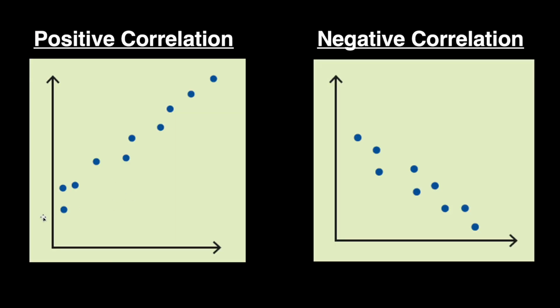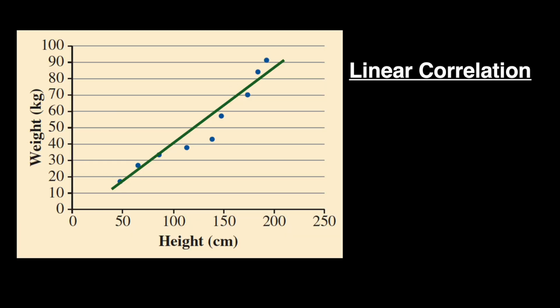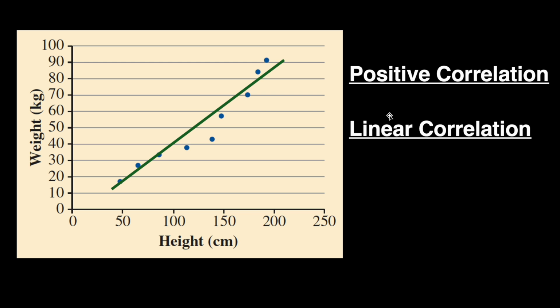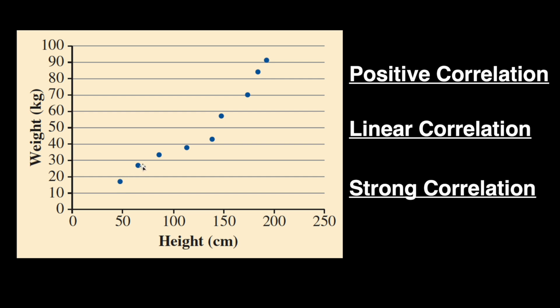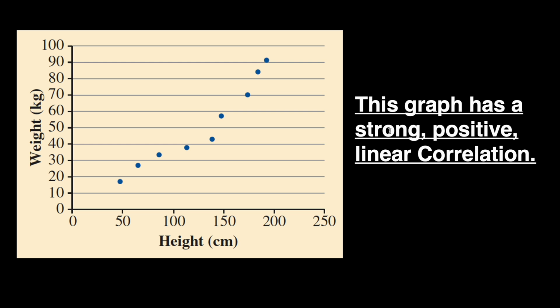The next is whether it is positive or negative. Looking back here, we can see that it's going up, so it is positive. So there is a linear positive correlation. And the final one is the strength. How close are these dots to this line? We can see that the dots do follow a fairly straight line. They are all bunched together, so it is a strong correlation. So we can describe this as having a strong positive linear correlation. That's what we would write.